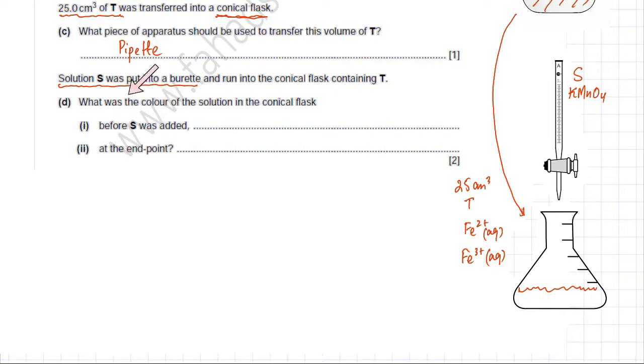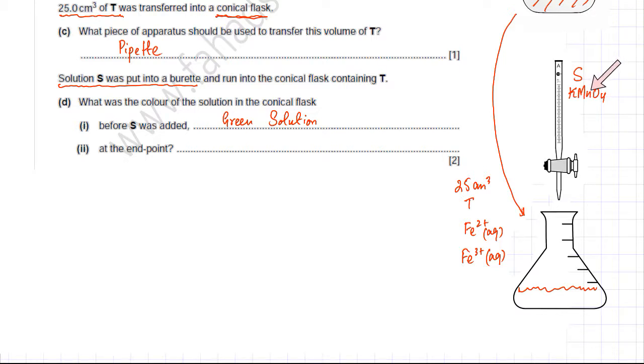Now in the next part, he's asking what was the color of the solution in the conical flask before S was added. Now remember that this conical flask over here contains Fe2+ ions and Fe3+ ions. So Fe2+ ions would give you a green solution. A green solution would be present in the conical flask because Fe2+ has green color, so there's going to be a light green solution.